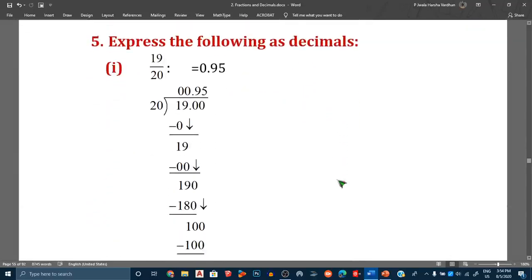Next, express the following as decimals. So now you have to convert the fraction into the form of decimals. So you have to divide. That is the only method you have to use to convert a fraction into the decimal form.